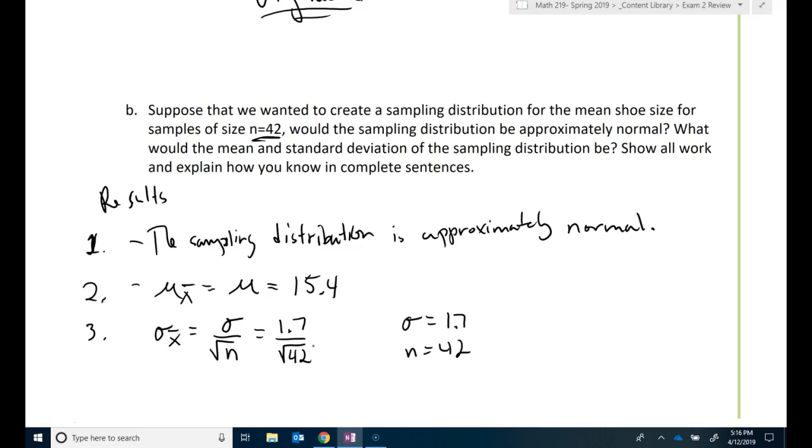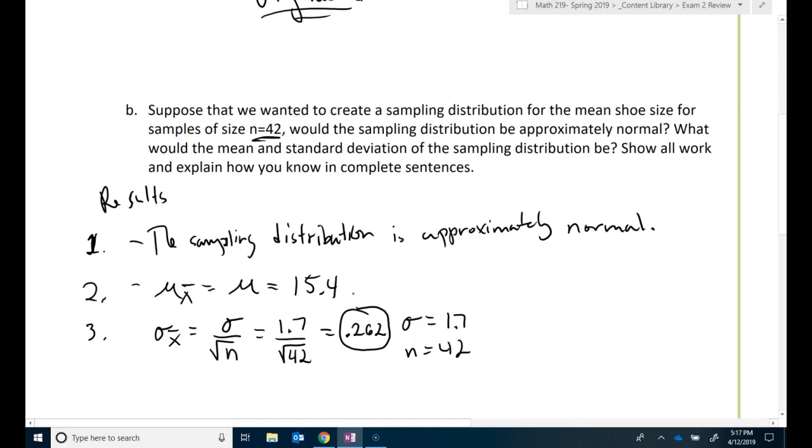and that's equal to 0.262. Now, something to notice about that, that's way smaller than 1.7. One of the things that happens when we generate a sampling distribution for the mean is we're asking about the probability of getting averages of a particular size. Since we're looking for the probability of averages of a particular size, their standard deviation is a lot smaller because it's harder to get further away from the mean.